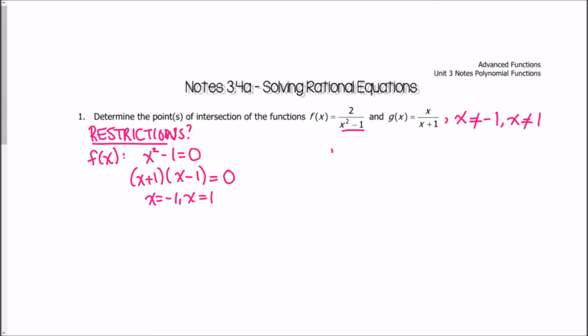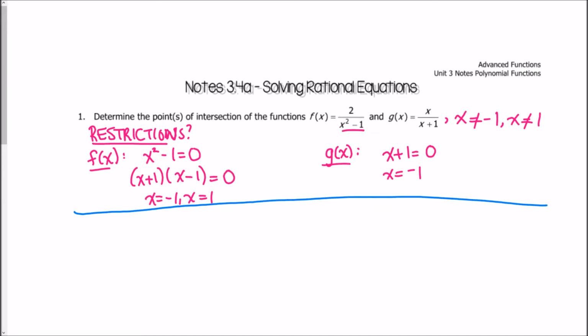Okay, now let's find our restrictions for g of x. I'm going to set the denominator equal to 0 for g of x, which means x equals -1. So x cannot be -1, but it's already part of our restriction here. Okay, so now that we've done that, the next thing that we need to do is find out what the point of intersection is going to be by setting f of x and g of x equal to each other.